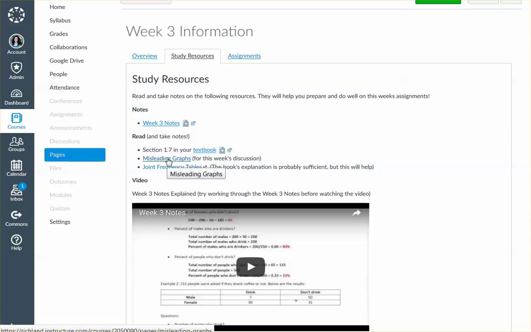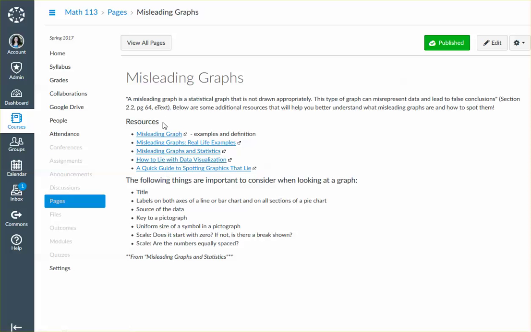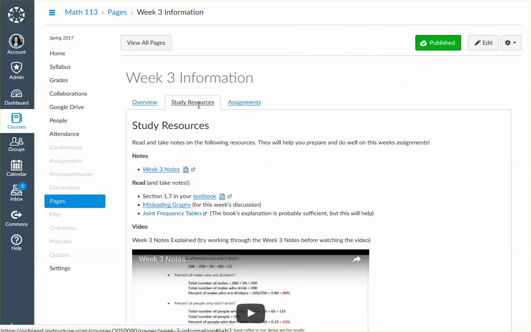Something else you'll need for the discussions is this link to Misleading Graphs. I'm going to go ahead and click on it really quick, and you can see there are some resources and some information of what to consider and what to think about. So make sure you look at all of those things. So those are the notes and resources for this week.